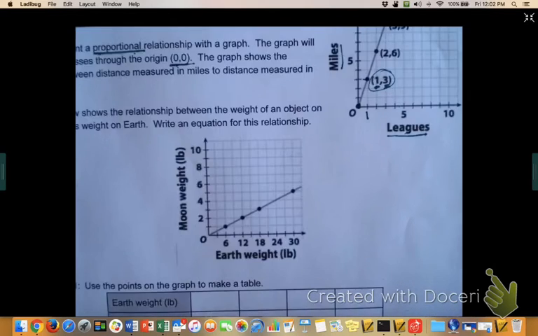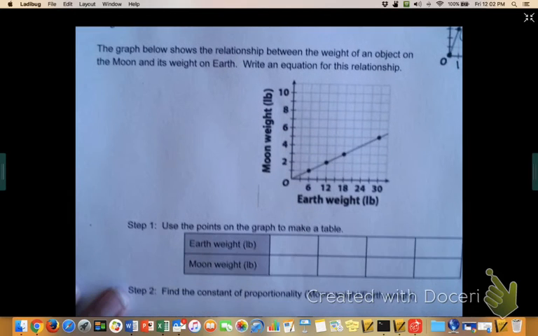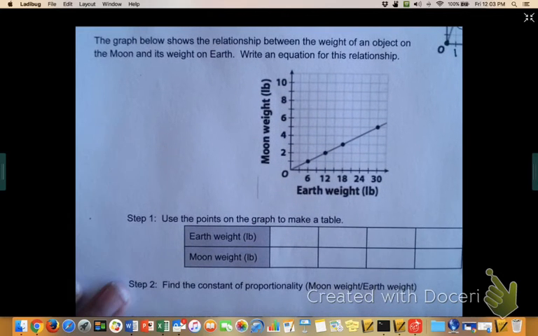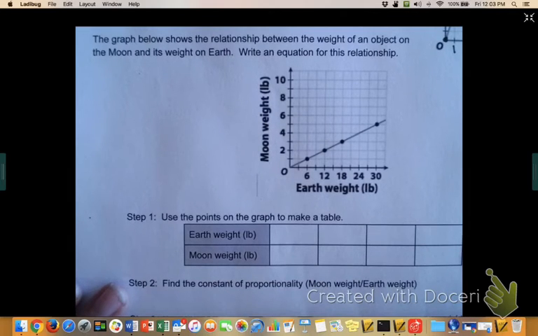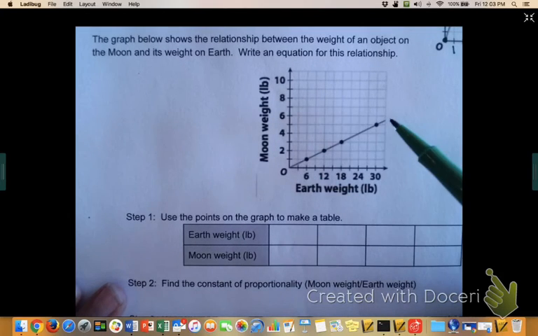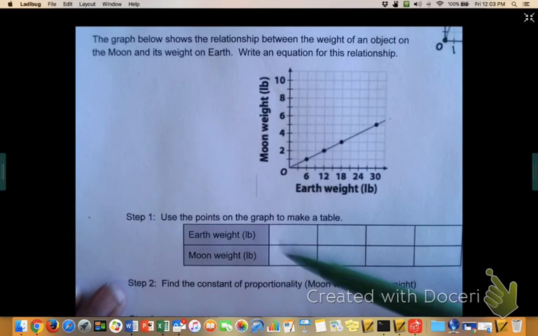Now let's look at an example about the moon and your weight on the moon versus your weight on Earth. All right, using points on this graph, let's fill in this table.